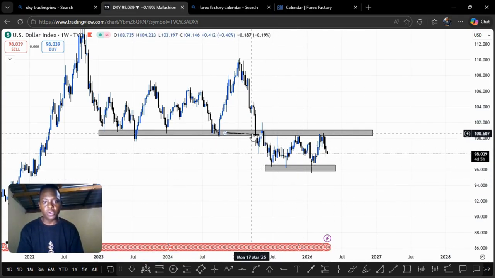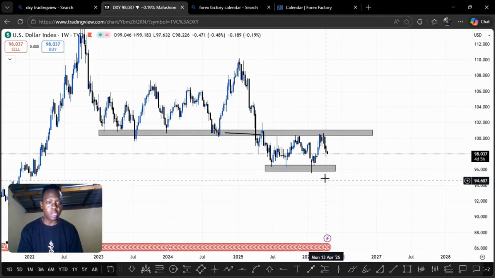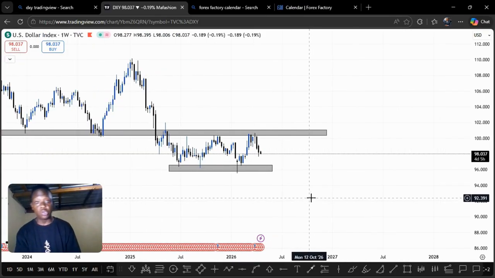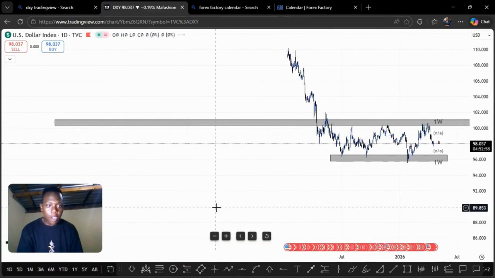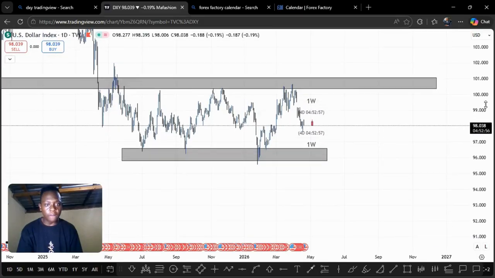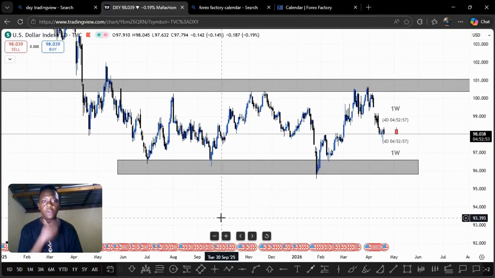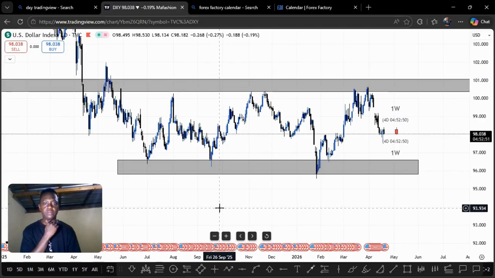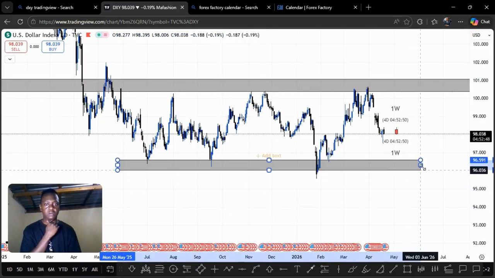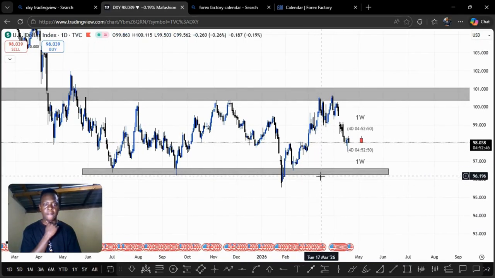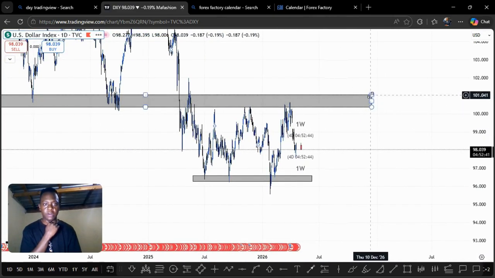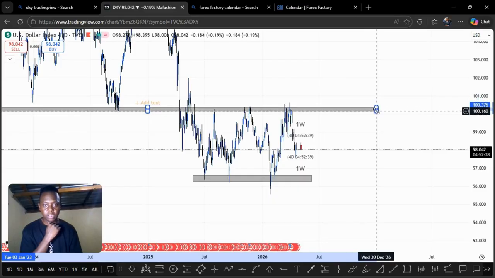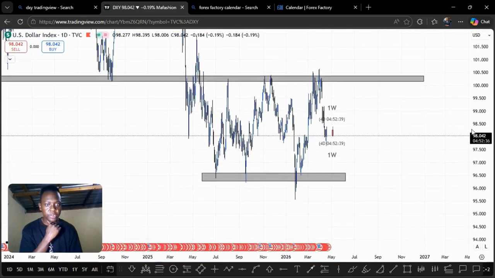So we're going to go to daily time frame because so far the market is not clear about what it's going to do right now. So I'm going to daily time frame just to understand what I'm working with right now. Looking at the daily time frame, I can clearly say this was our support level and this is our resistance level.